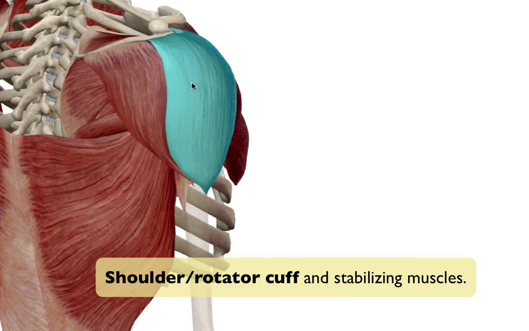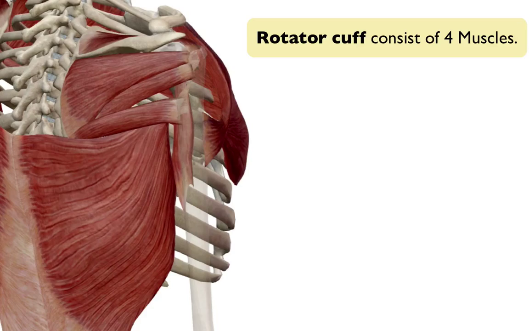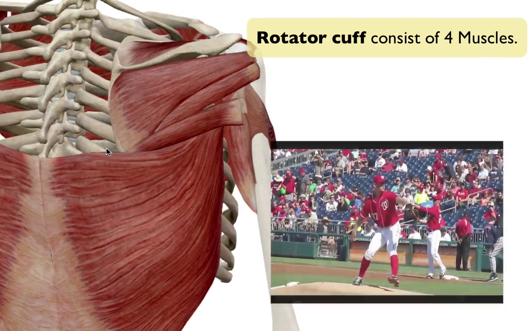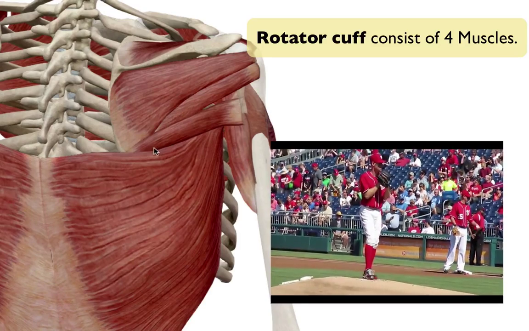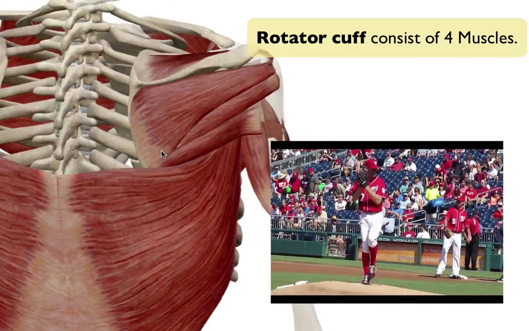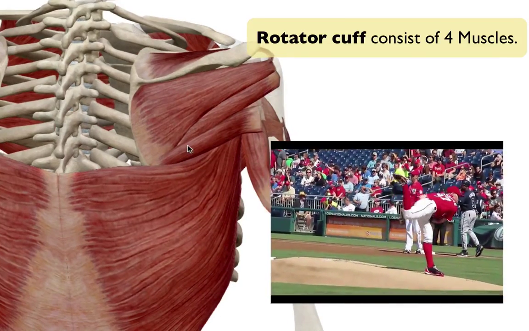Okay, you might hear this term called out quite a bit in sports, where usually it's with a major league pitcher who has torn a rotator cuff muscle or tendon. These are the muscles that they're usually talking about when they speak of the rotator cuff.